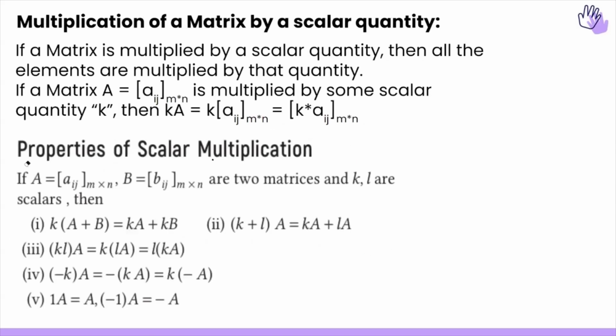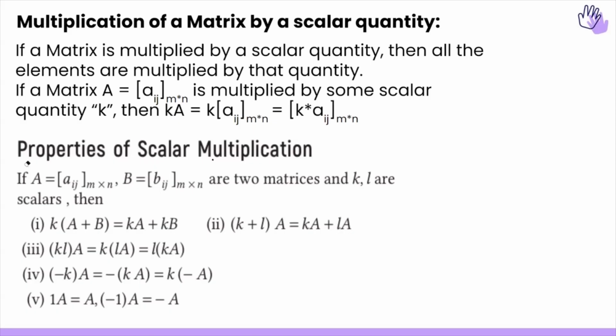So coming to the next concept, multiplication of a matrix by a scalar quantity. If a matrix is multiplied by a scalar quantity, then all the elements are multiplied by that quantity. So if a matrix A equal to [aij] m by n is multiplied by some scalar quantity k, then k times A is basically k times [aij] m by n, right? We'll see that in brief.